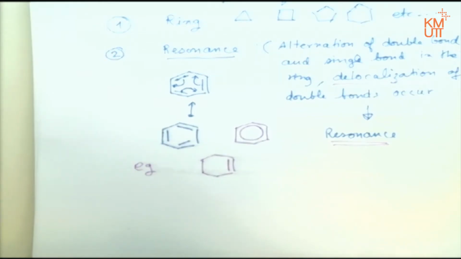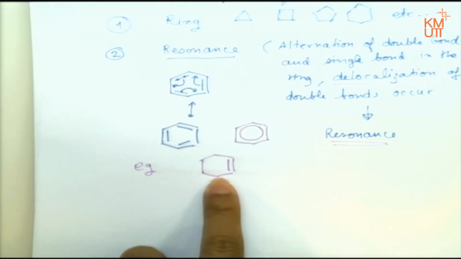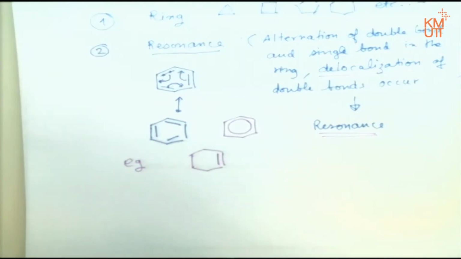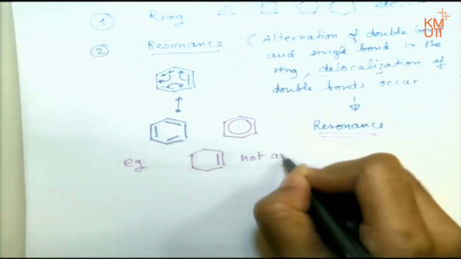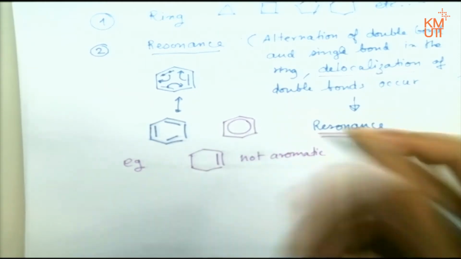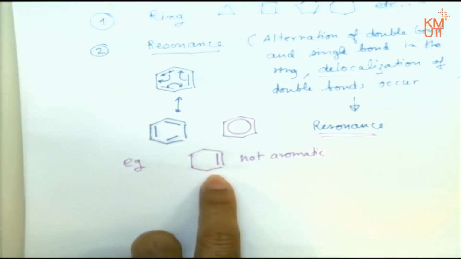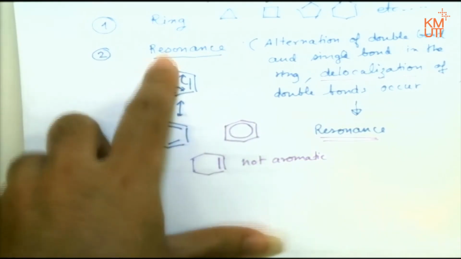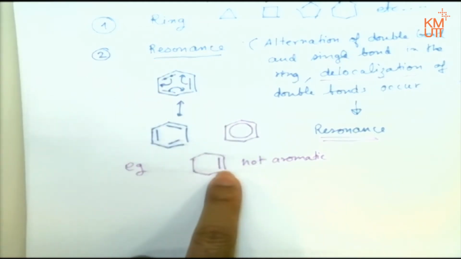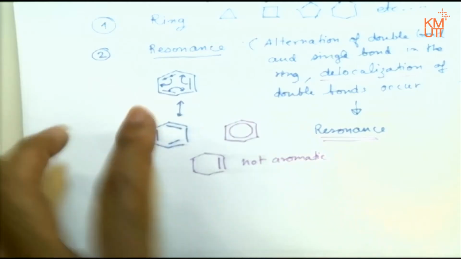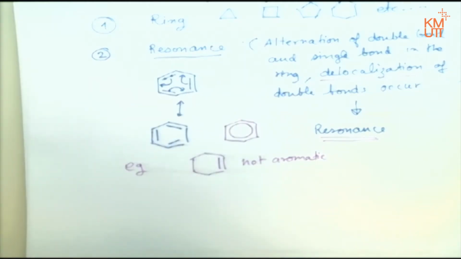The localization of double bond in cyclohexene is no. So hexene is not. Is this a ring or not? Cyclohexene is a ring, but it does not have the localization, so it's very easy. In general, a ring means you must have double bonds alternating with single bonds in the ring. It could be a big ring or a small ring.